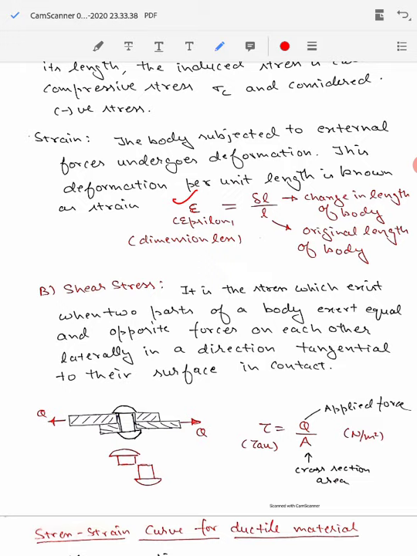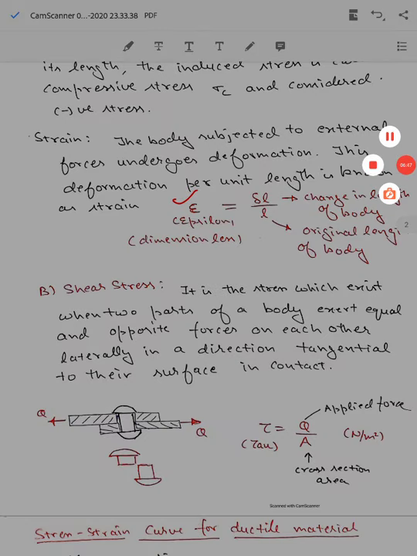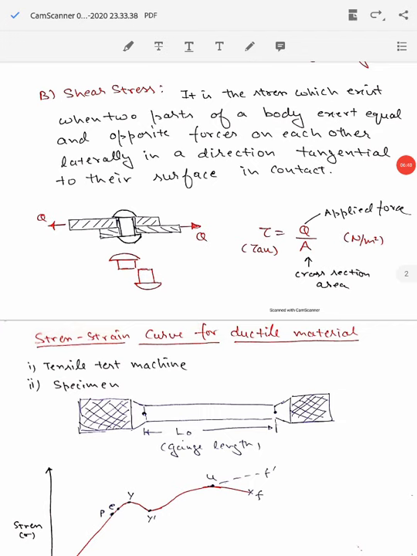After discussing normal stress, now let's talk about the shear stress. Shear stress is the stress which will be produced in the body when the two parts of the body exert equal and opposite forces on each other, laterally in a direction tangential to their surface in contact. You can understand this with the example of this rivet and plate system.